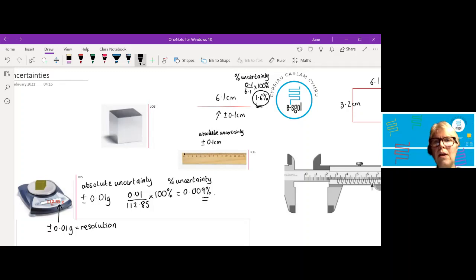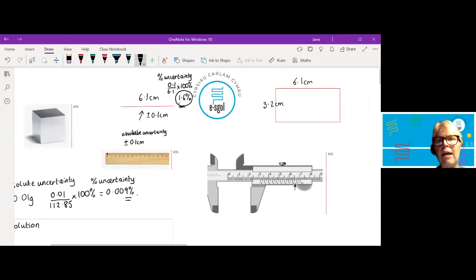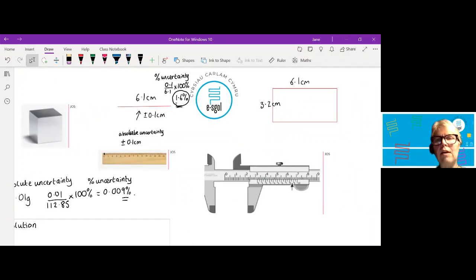Okay, so moving on, if I now have an area that I want to measure, then I can look at the uncertainties. Now we know that the uncertainty is plus or minus the resolution in this case, because I've only got one reading for each, no repeats. So plus or minus 0.1 for both of these. And some of you will say, well, why can't I just add the 0.1 and the 0.1? We can't do that because the fraction of 0.1 compared to your length 6.1 is completely different to the fraction of the 0.1 compared to 3.2.